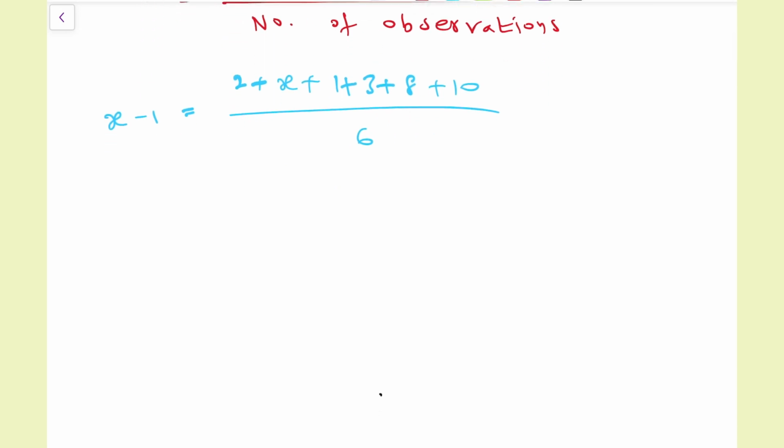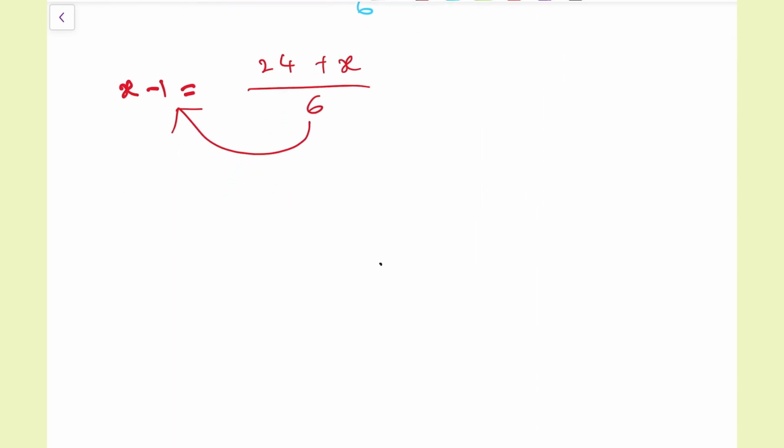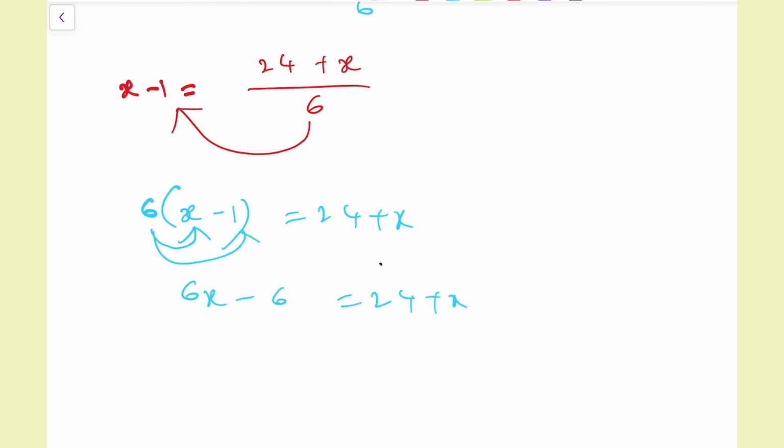Left side part, x minus 1, I am writing as it is. x minus 1 equals 2 plus 1, 3, 3 plus 3, 6, 6 plus 8, 14, 14 plus 10, 24, plus x, divided by 6. Take this denominator 6 to the left side. Here it is in division, so if you take it to the other side, it becomes multiplication. 6 into (x minus 1) equals 24 plus x. 6 into x, 6x, minus 6 into 1, 6, equals 24 plus x.